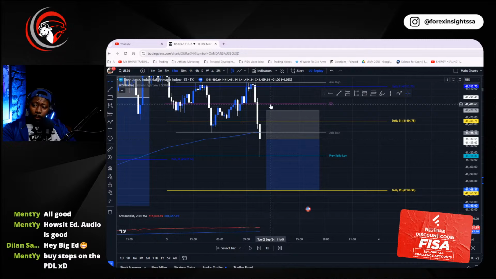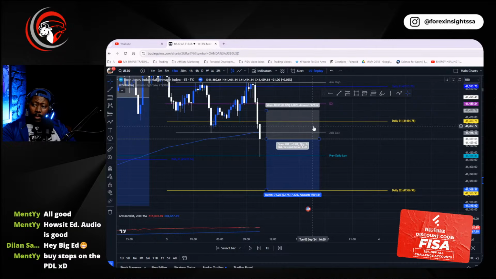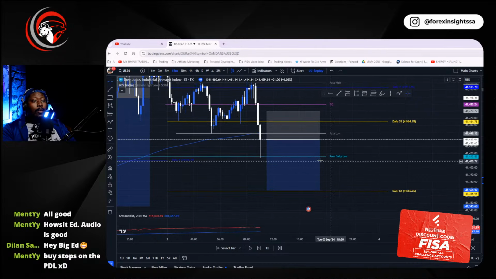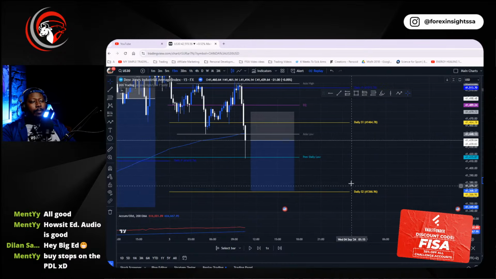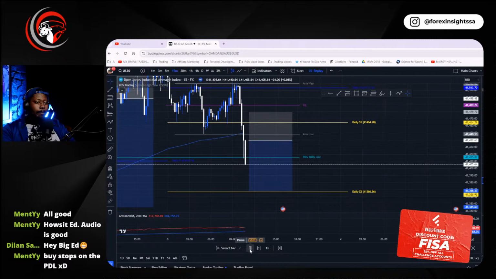Minty saying, buy stops on the previous daily low. So you would want it to hit the previous daily low and buy from there. That is definitely valid. Let's see how it plays out. Again, I don't have much experience trading US 30, so we are discovering in real time here. But if you had put the buy stops at the previous daily low, you've at least gotten really good price action there. Let's see what that would have done.